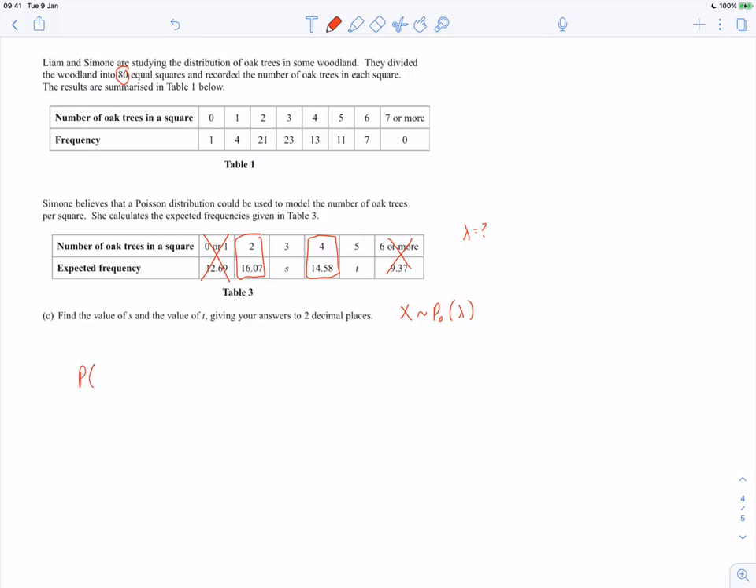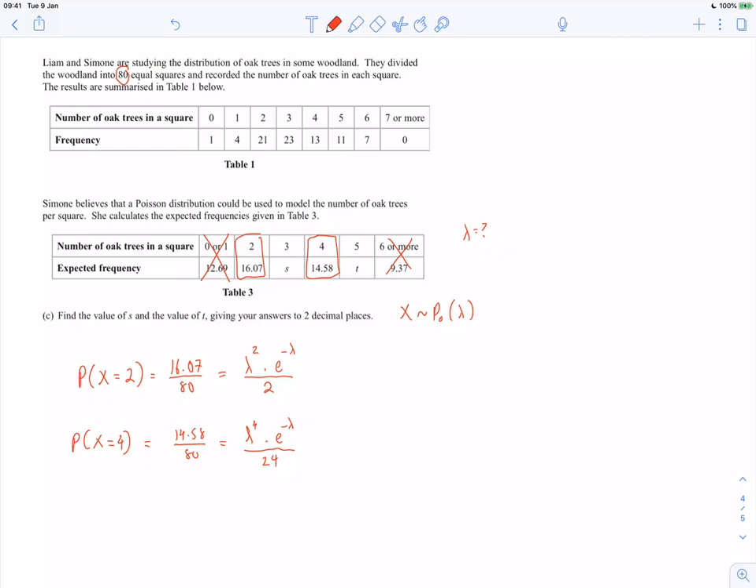Because remember, if I want the probability that x equals 2, from the table, that's 16.07 out of the total 80 trees, if that's the expected probability. But from a Poisson distribution, it's going to be lambda to the power of 2 times e to the negative lambda all over 2 factorial, which is 2. And then I can pull the same trick for when x equals 4. Well, this is going to be 14.58 over 80 from what Simone believes. And this is lambda to the power of 4 times e to the minus lambda all over 4 factorial, which I believe is 24.